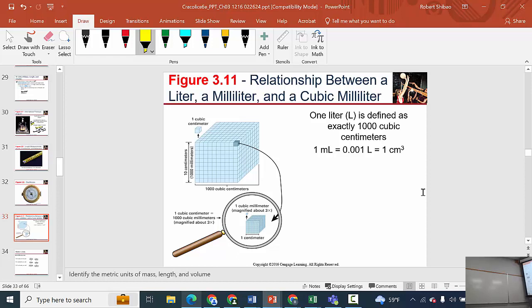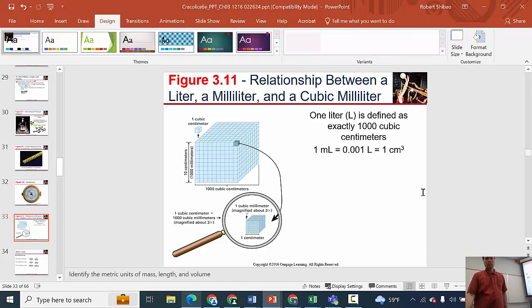In other words, if I multiply this by 1,000, I get 1,000 milliliters, and I multiply this by 1,000, I get 1 liter. This is by definition. Both of those are exact. And this is exact too. It's exactly 1 cubic centimeter. This is a liter. 1 liter is how many milliliters? 1,000. So this is what this is trying to show. 1 liter is 1,000 milliliters, which is 1,000 cubic centimeters. So there should be 1,000 cubic centimeters there.